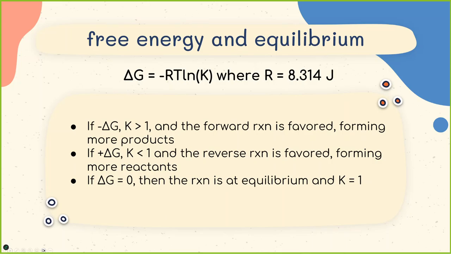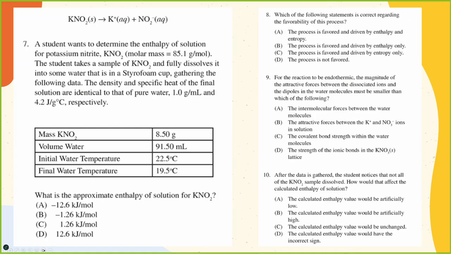If delta G is negative, K is greater than 1. Also, E cell is going to be positive. If delta G is positive, K is less than 1, E cell would be negative. If delta G is 0, E cell is 0, K equals 1, all that good stuff.